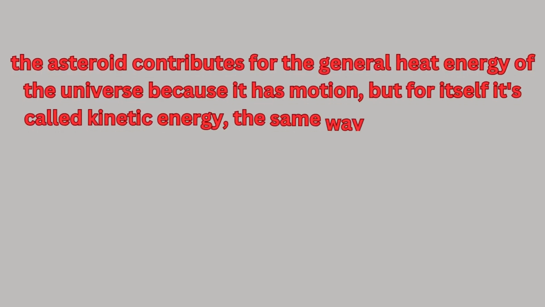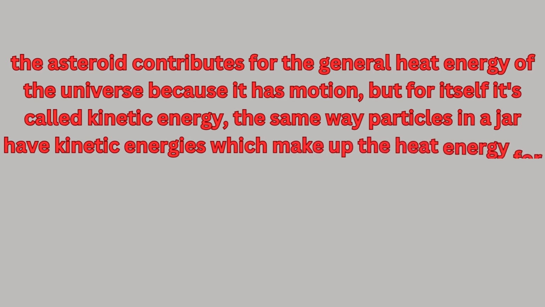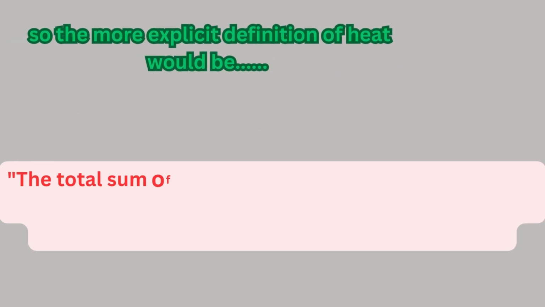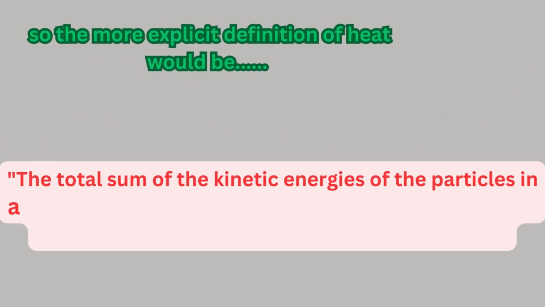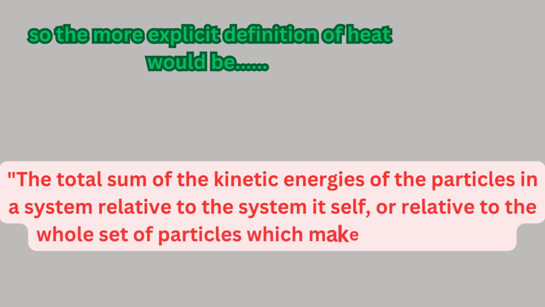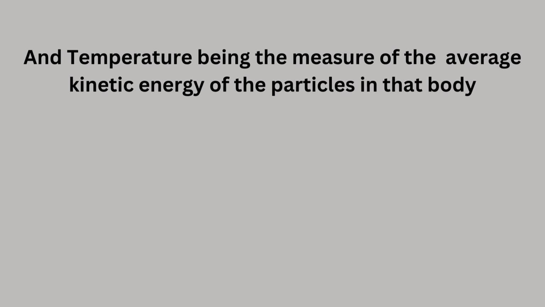The asteroid contributes to the general heat energy of the universe because it has motion, but for itself it's called kinetic energy. In the same way, particles in a jar have kinetic energies which make up the heat energy for the jar, which would be the system. So the more explicit definition of heat would be the total sum of the kinetic energies of the particles in a system relative to the system itself, or relative to the whole set of particles which make up the system. And temperature would be the measure of the average kinetic energy of the particles in that body.